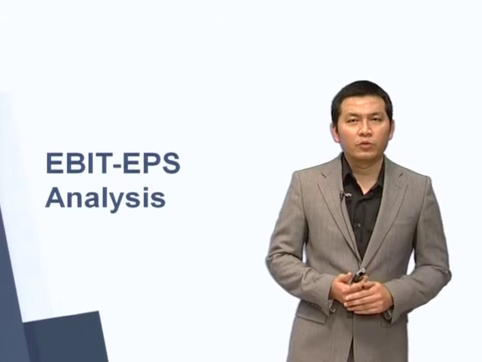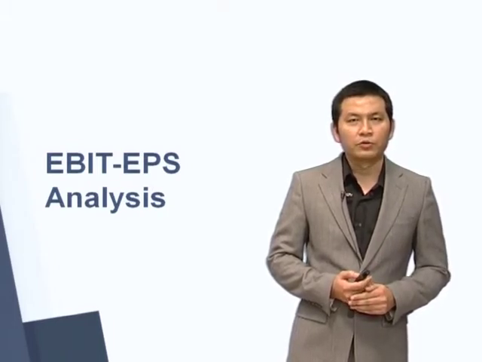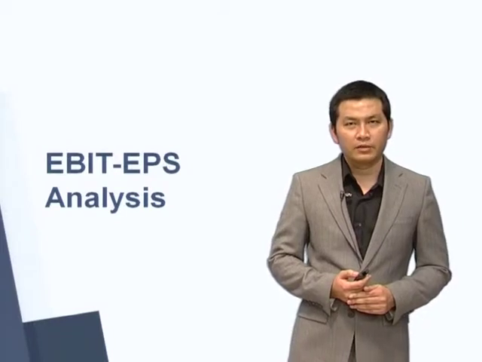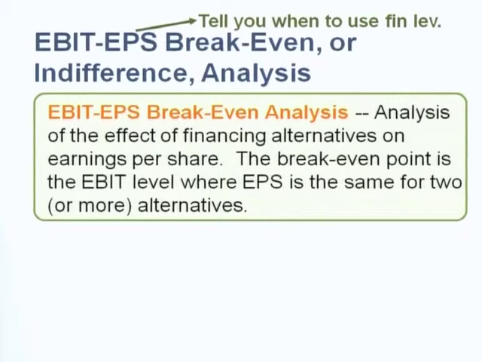Next big question is when to use financial leverage. We will try to use EBIT-EPS analysis. So what is EBIT-EPS break-even analysis, or indifference analysis? It is the analysis of the effect of financing alternatives on EPS, right? Break-even point is the EBIT level where EPS is the same for two or more alternatives.